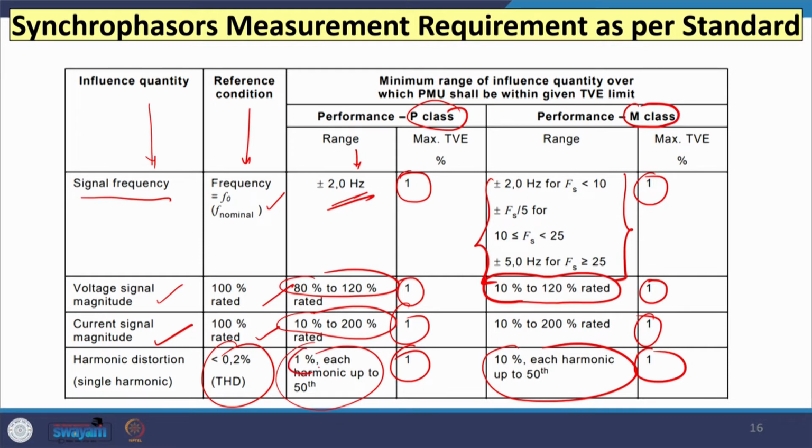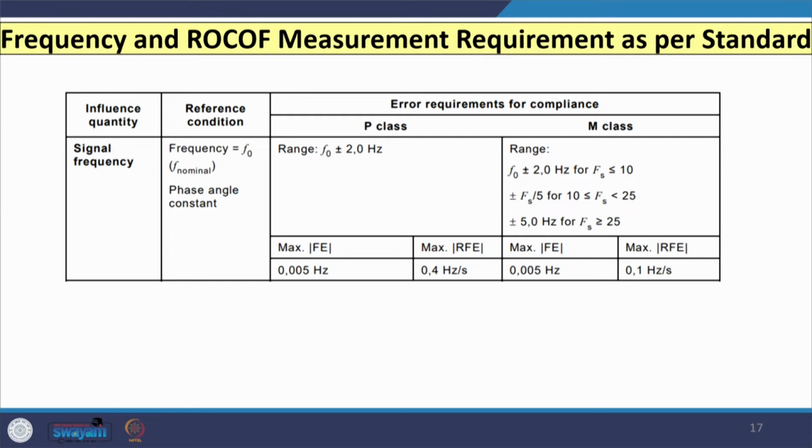So, here it is 1%, whereas here it is 10% for each harmonic up to the 50th. That is the main difference between the performance of P class and M class PMU. In the same way, you can also see that a wider range is available in M class PMU. This is just a comparison of the wider range available in M class PMU for the same total vector error, that is 1% allowable, compared to the P class PMU.